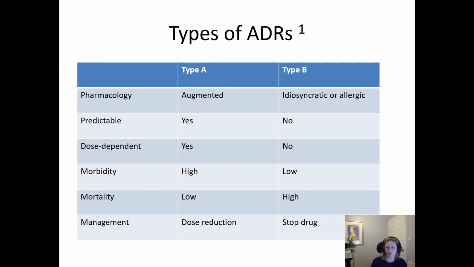We don't know what patients are more likely to have an allergic reaction or an idiosyncratic type B adverse drug reaction, and it is irrelevant on the dose. So if you are allergic to penicillin, for example, you would have that reaction regardless of whether they gave you 4 grams of penicillin or they give you 500 milligrams of penicillin. For this one, the actual morbidity is low, but the mortality, the likelihood that you might die from it, is actually quite high. And if you're experiencing a type B adverse drug reaction, the only option is to stop the drug, and you should not have that drug again.